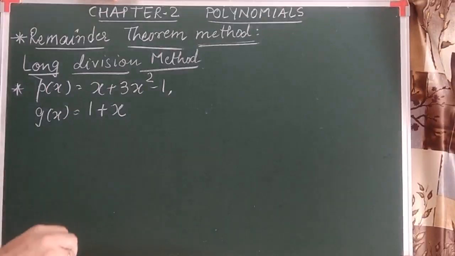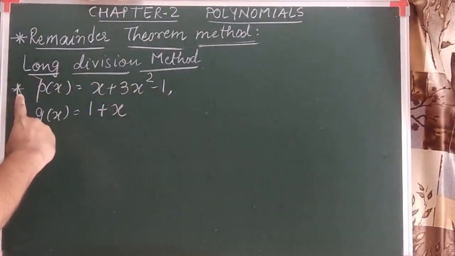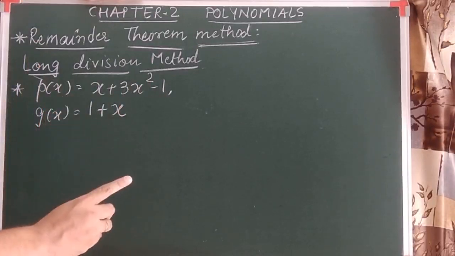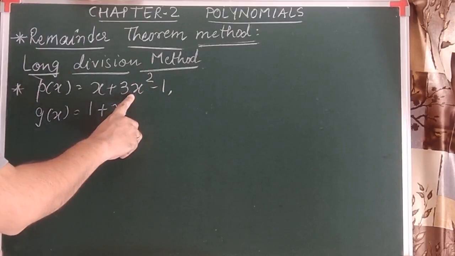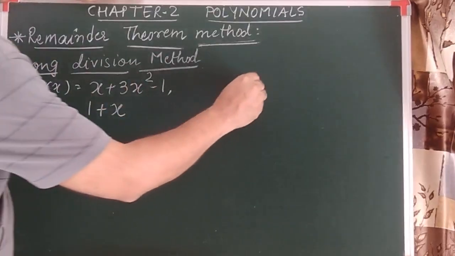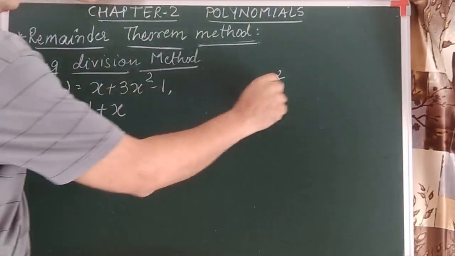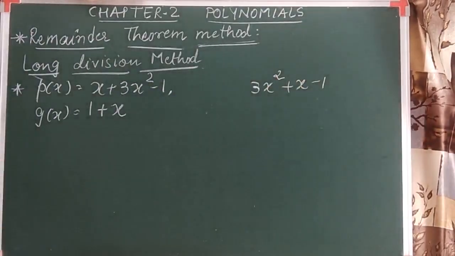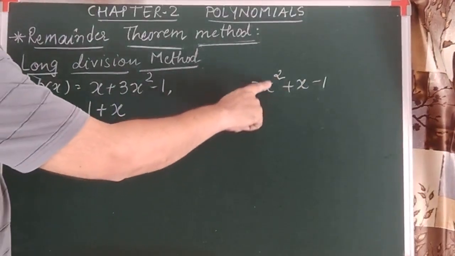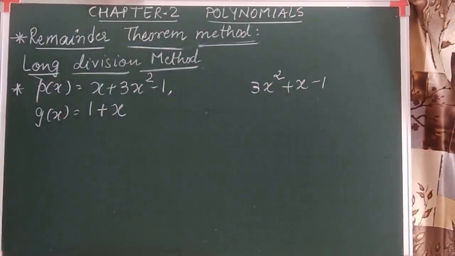So the first thing you have to remember is that the dividend polynomial should be arranged in the correct order. The term which has the highest power should be written first, 3x squared. Then the second term, plus x. So how do I arrange the terms? The term which has the highest power should remain first, then they should be arranged in descending order of the power of the variable.